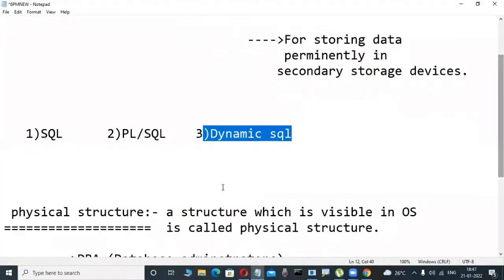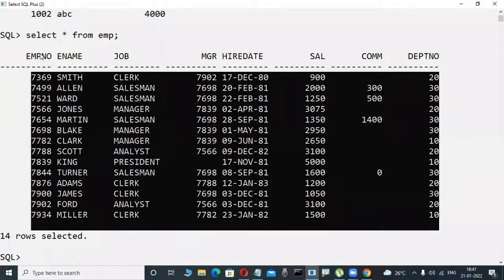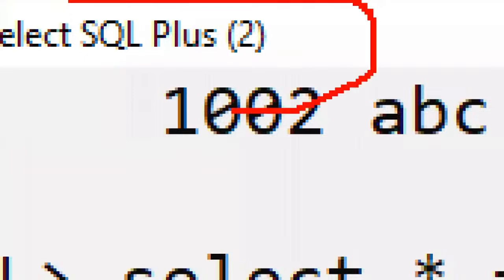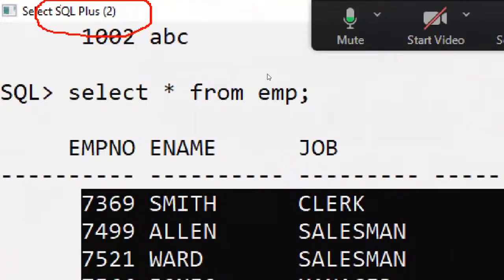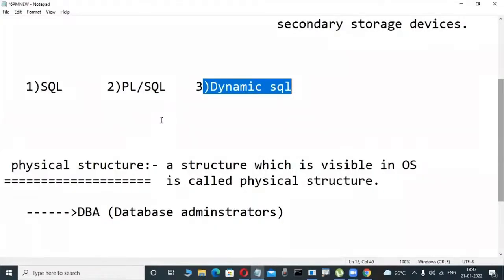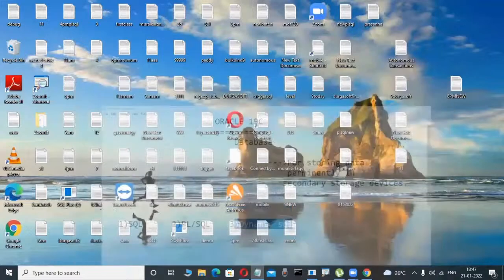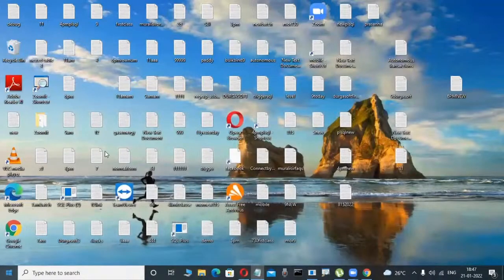But unfortunately, here another thing is there in my system. SQL Plus is there. What is this one? This is a tool, called a client tool. If you want to connect to Oracle database, then we are using client tools. SQL Plus is a default tool. Whenever I'm installing Oracle software, automatically the tool is available.